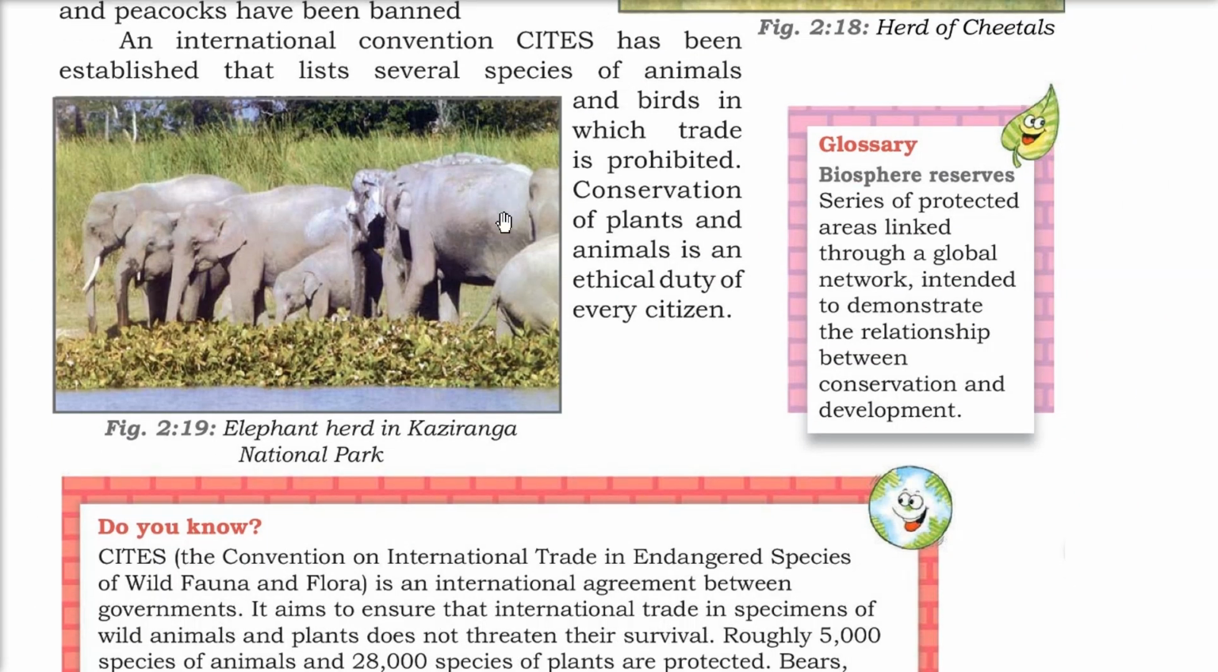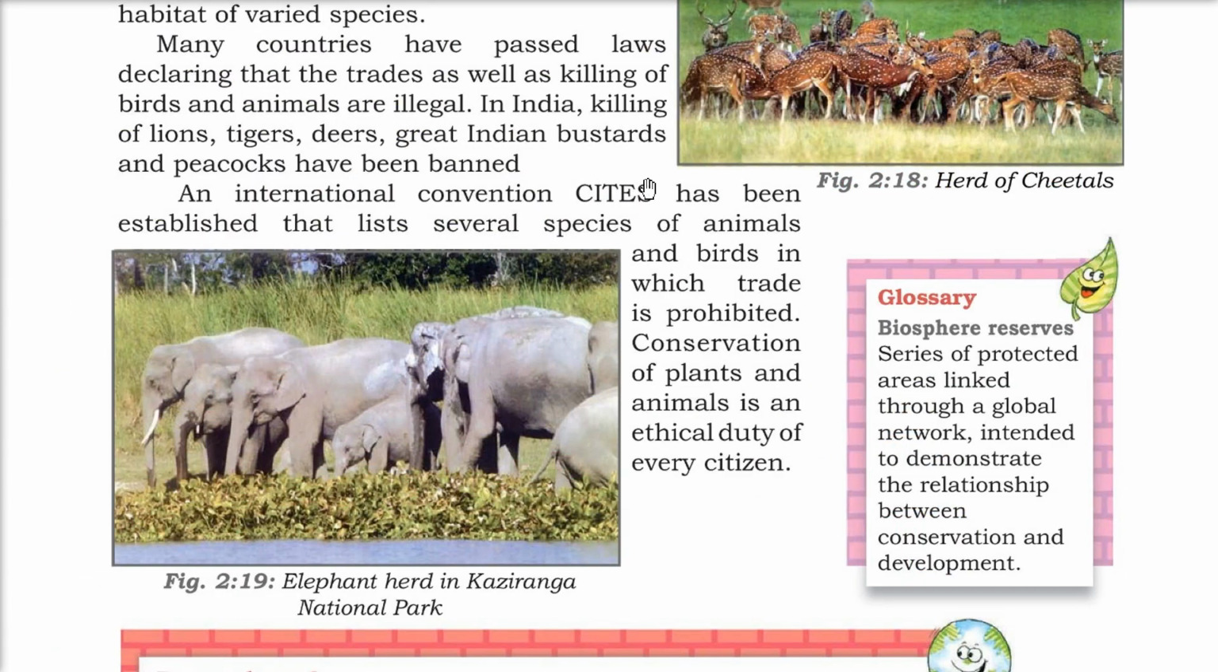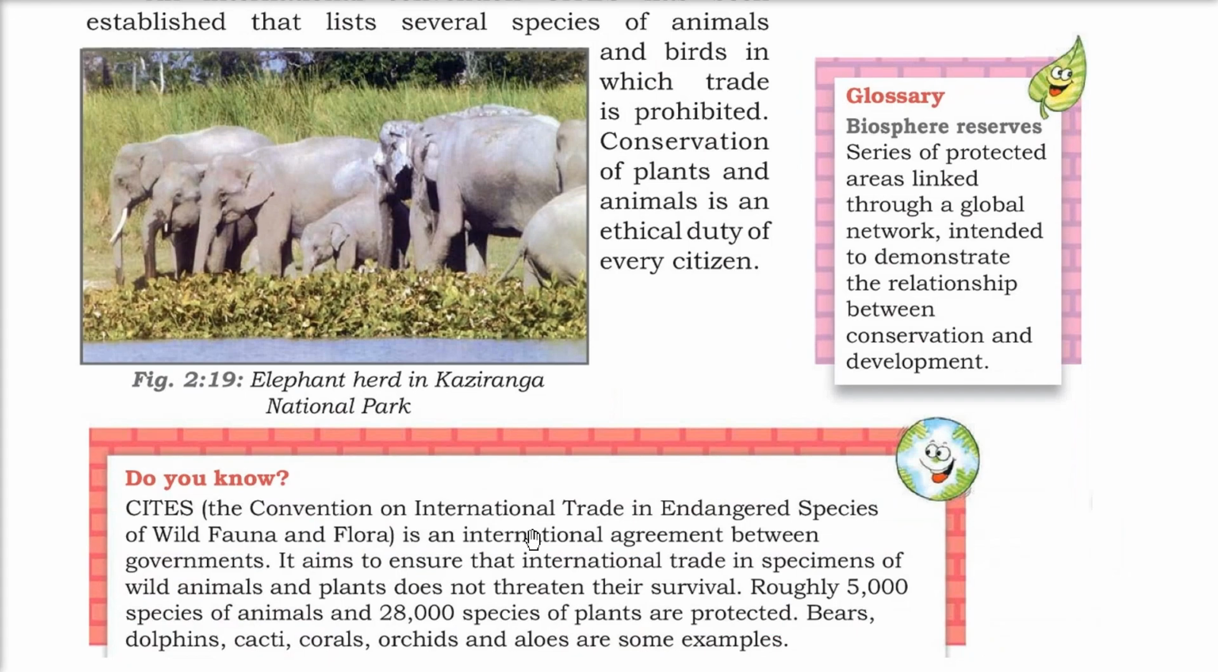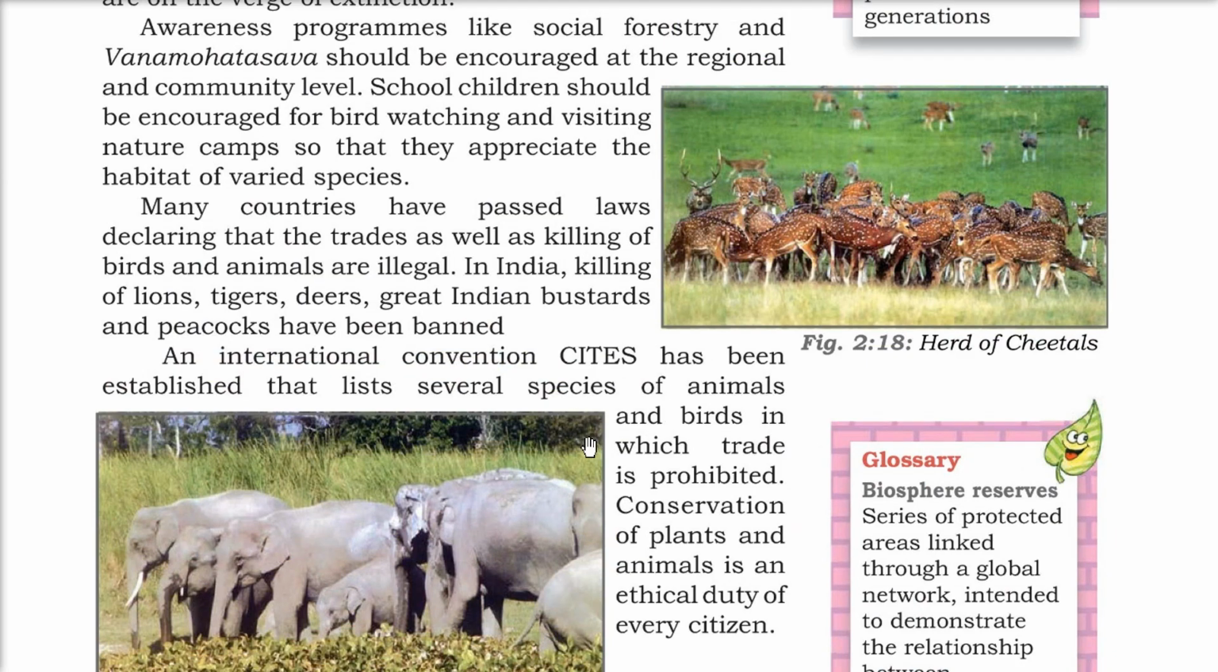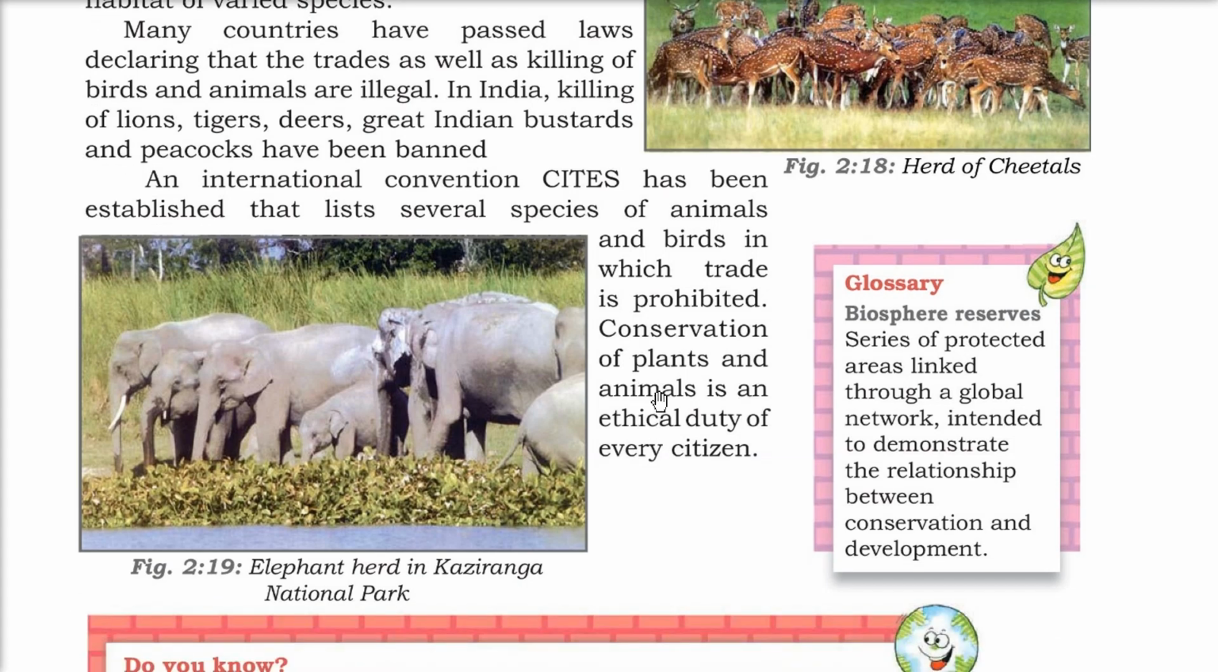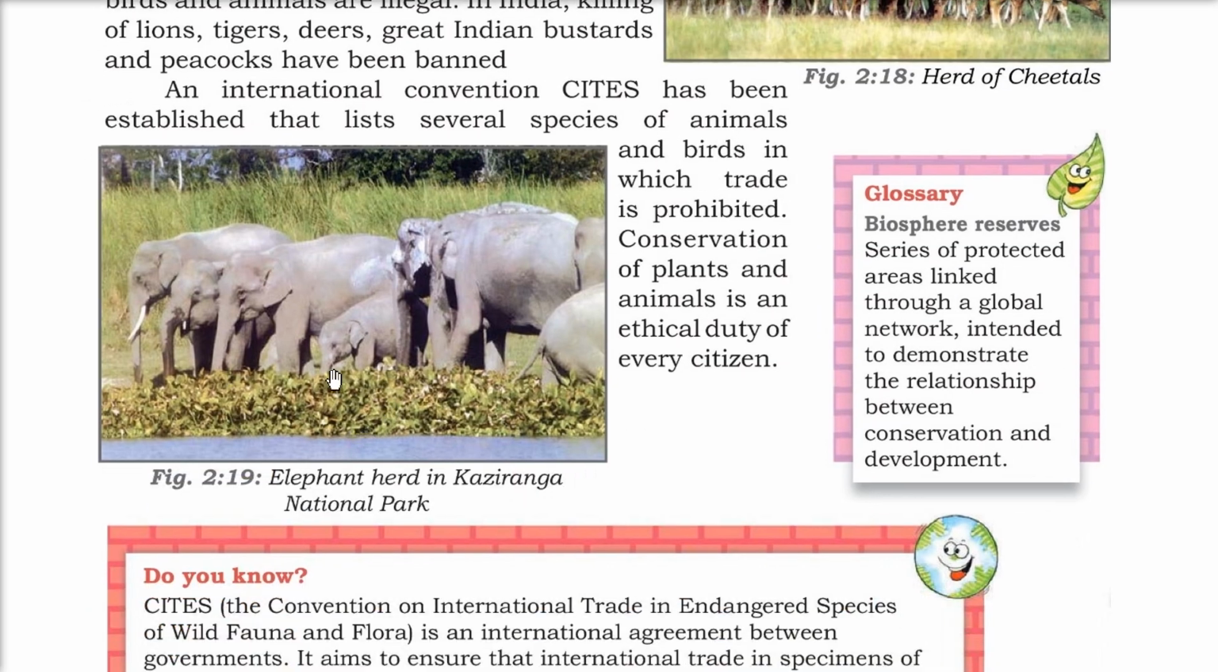So an international convention, this is CITES, the Convention on International Trade in Endangered Species of Wild Flora and Fauna. So this has been established, and several countries are part of it, and they have the same idea, same intention, that is to prohibit or try to stop what is going on in poaching, and we need to understand that these are very important for us. We have Biosphere Reserves also, a series of protected areas linked through a global network intended to demonstrate the relationship between conservation and development. You see how beautiful these Kaziranga National Park elephants are.